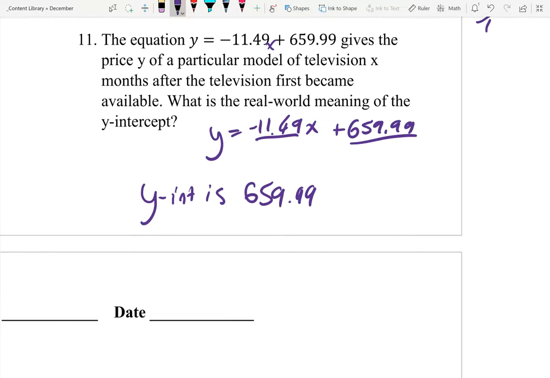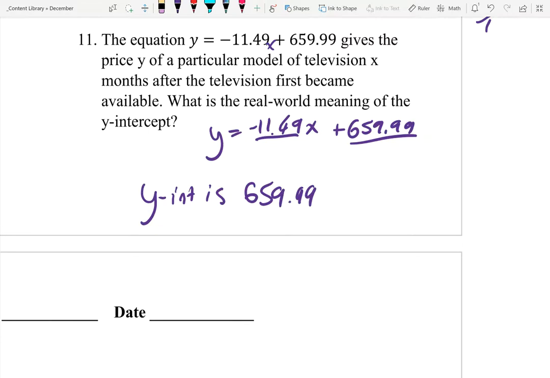659.99. And since this equation is the price of our TV over time, right, after X months since it was first available, what this indicates to me is that the y-intercept being 659.99 means this is what the price was at 0 months. This was the price at the beginning, right? And then this is the price that it's decreasing by every month. It's decreasing by about $11.50, right? Close to $11.50 every month.